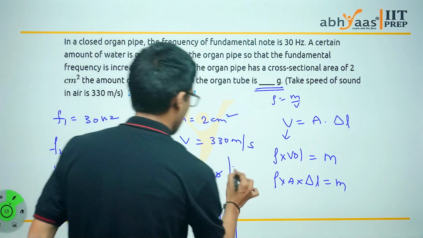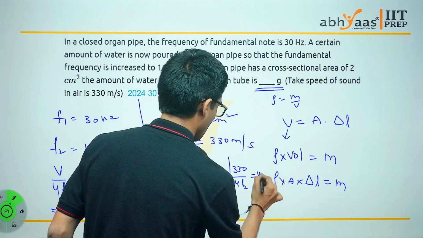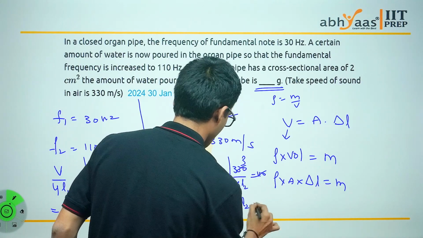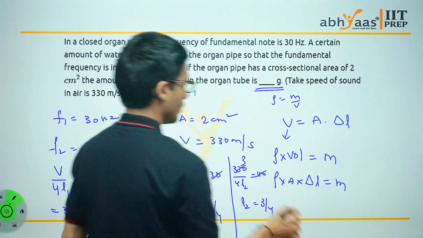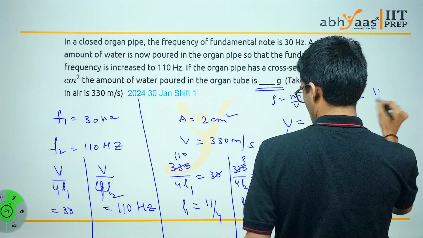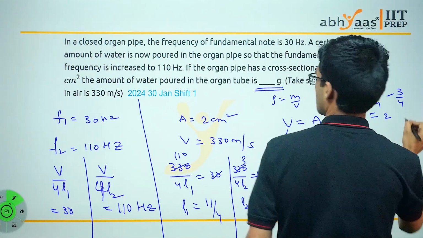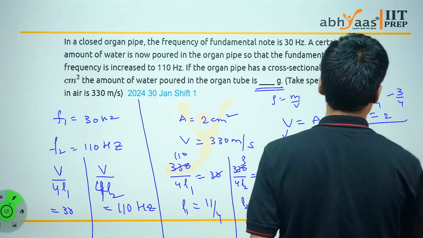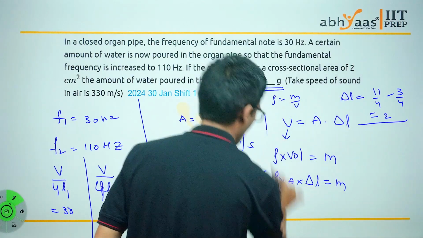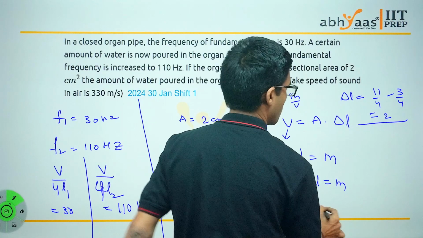Similarly, 330 by 4L2 is equal to 110. Okay, 3 gets cancelled. L2 equal to 3 by 4. So delta L, if you try to calculate, delta L equal to 11 by 4 minus 3 by 4, that is 2. Okay, 2 you will get. 8 by 4 is 2. So then rho of water is 1 into area is 2. So this is how much?